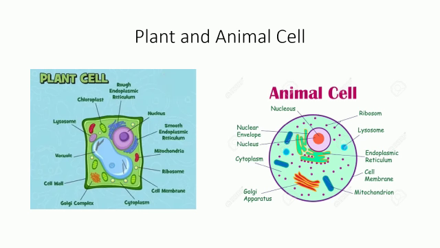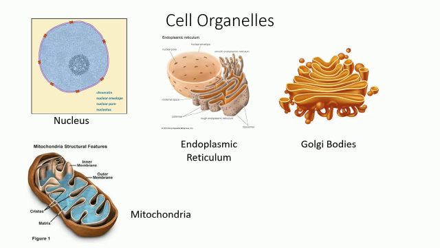Cell organelles. This mainly includes the nucleus, endoplasmic reticulum, Golgi bodies, lysosomes, mitochondria, vacuoles, plastids, etc. Plant cells also contain chloroplast. Let us study about the different cell organelles in detail.